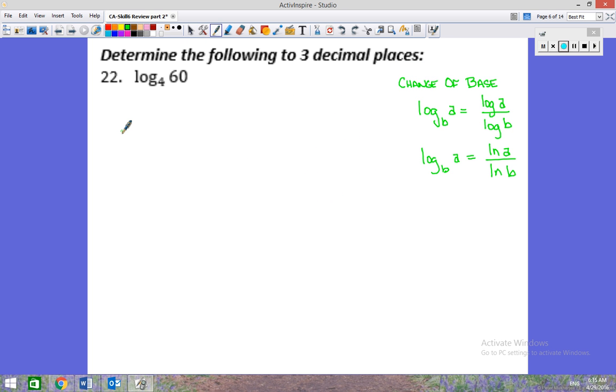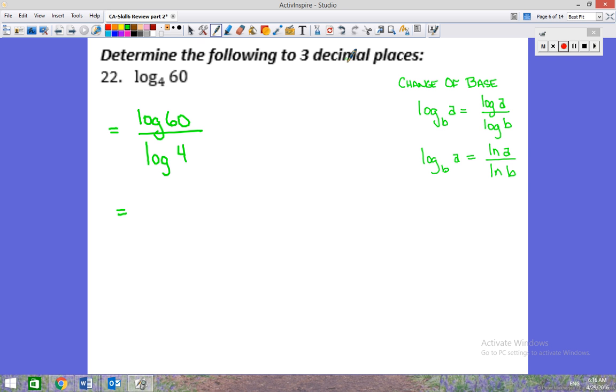Okay, so log base 4 of 60. I don't have a base 4 button on my calculator, but by this change of base formula, I can take the common log of 60 divided by the common log of 4. It wants me to give it to 3 decimal places, and I can fix my calculator to round for me so I don't make a silly round off error.